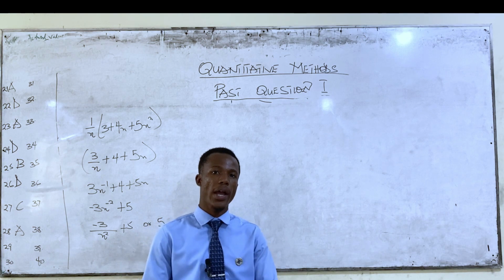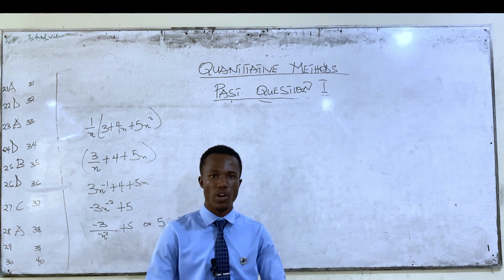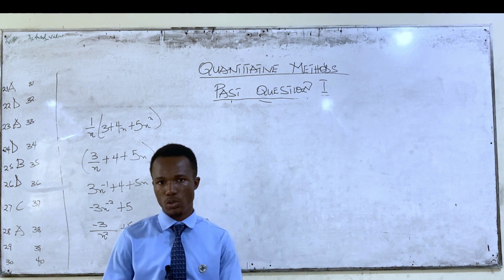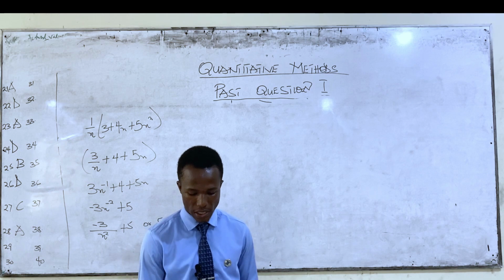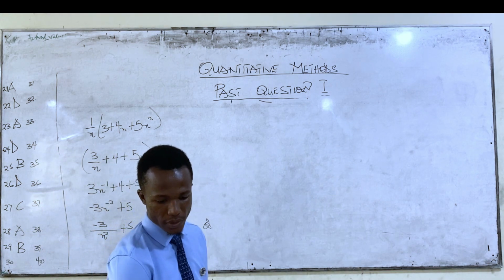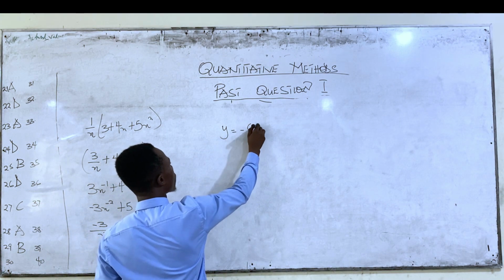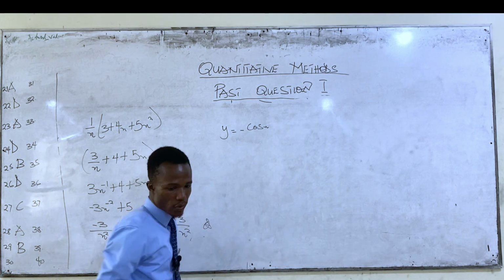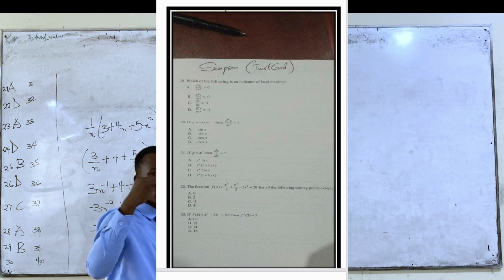Then when d²y over dx² is greater than 0, that is when you have a minimum point. But when it is equal to 0, it is a point of inflection. So for question 29, our answer is going to be B. And for question 30, if you have y equals negative cos x and you are to find the fourth differential, you are to differentiate it 4 times.